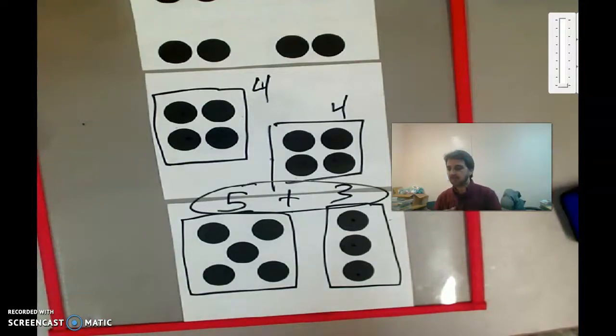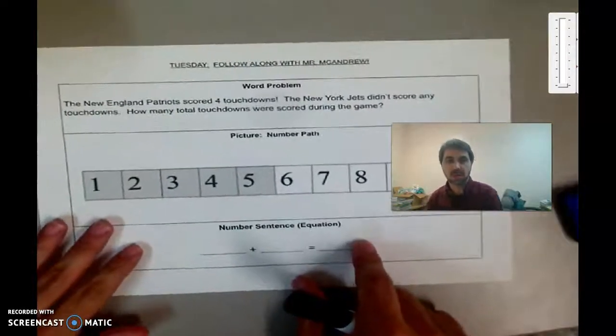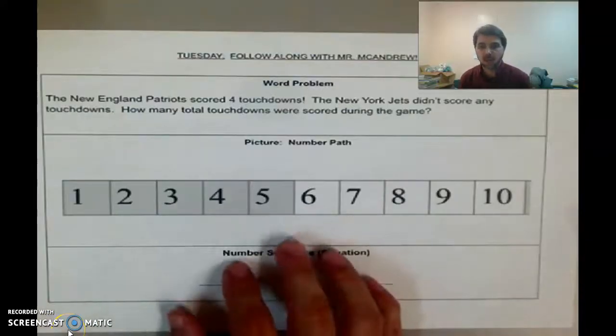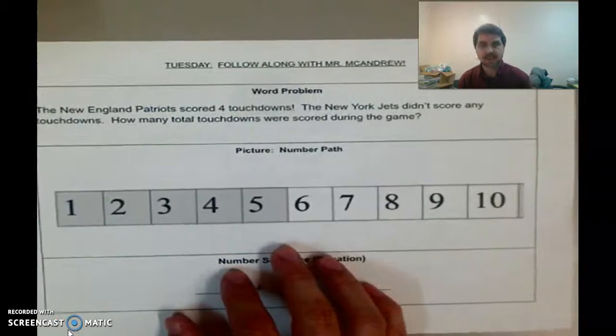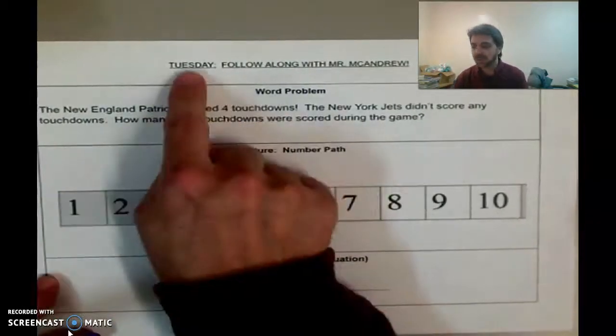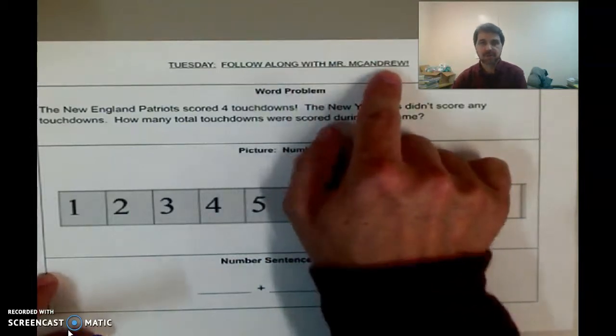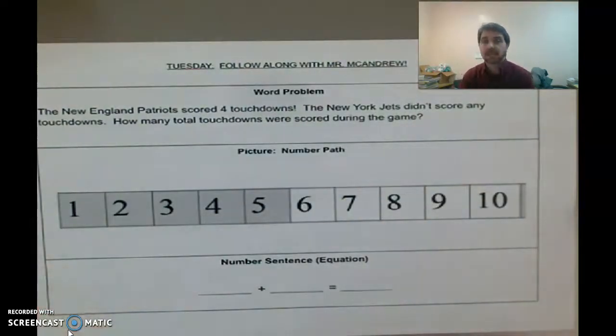Okay, so let's get our math packet out because we have a very exciting word problem to work on about the New England Patriots. Any fans out there like myself? Okay, so it looks like this. It's in your math packet. It'll say Tuesday, follow along with Mr. McAndrew. I'm going to read it and you're going to listen and follow along.